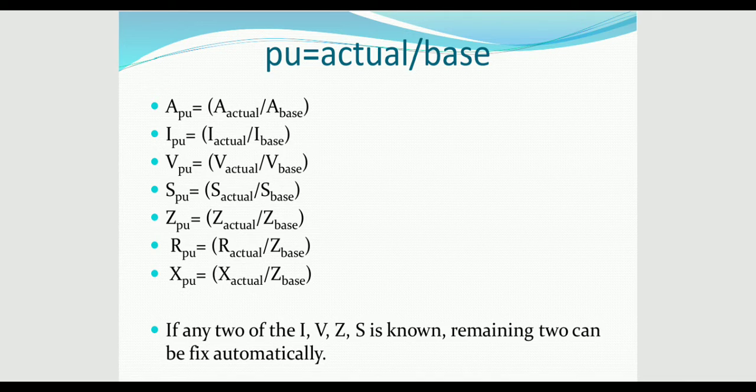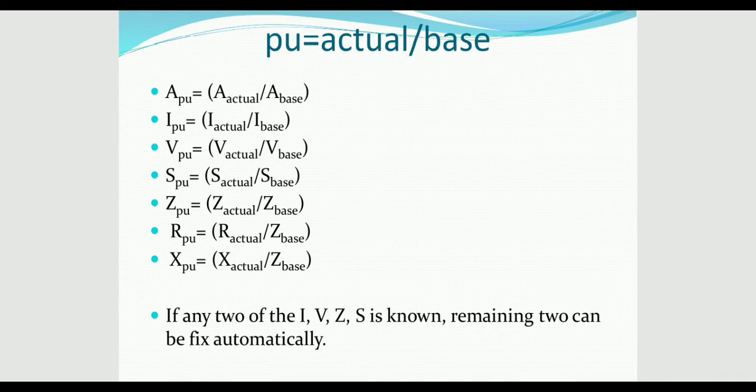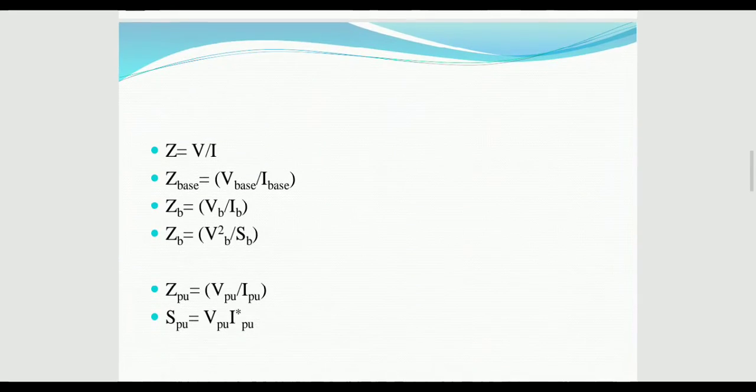Fine. The per unit value of current is given as actual current by base current, per unit value of voltage is given as actual voltage by base voltage, per unit value of impedance is given as actual impedance by base impedance. In this manner you are going to calculate the per unit quantities of the given circuit, which makes it very easy to get the solutions rather than getting the solutions for currents and voltages in terms of amps and other units. So if I know any two values in this, I can get the solution in terms of per unit. The remaining can be fixed automatically.